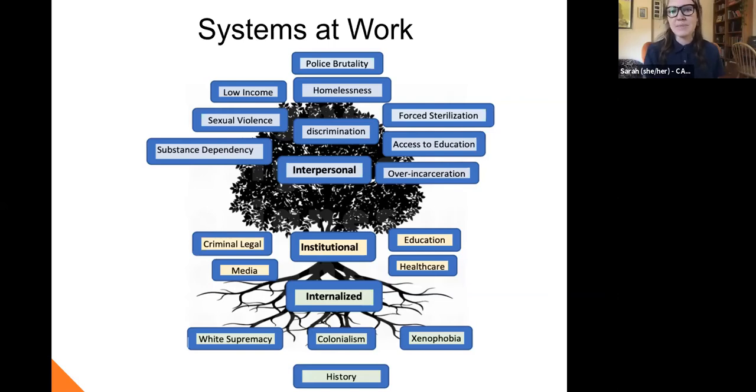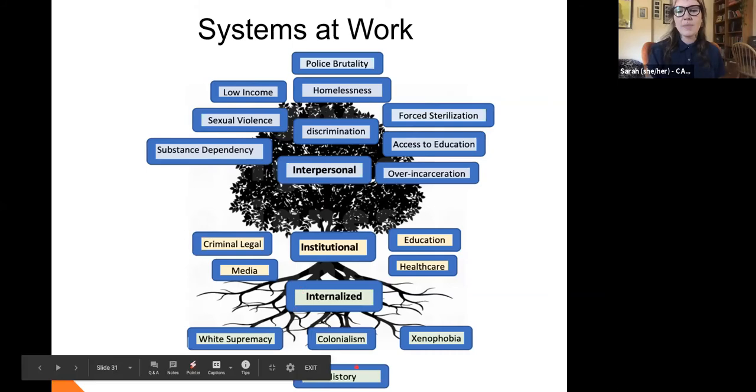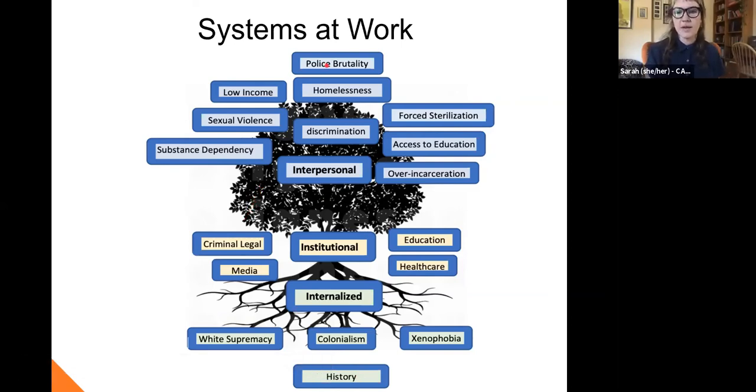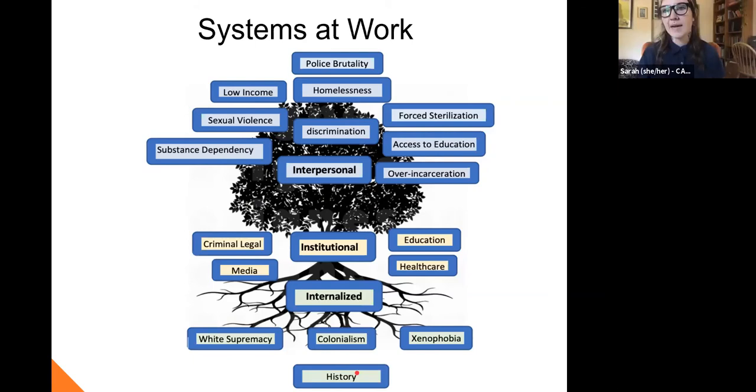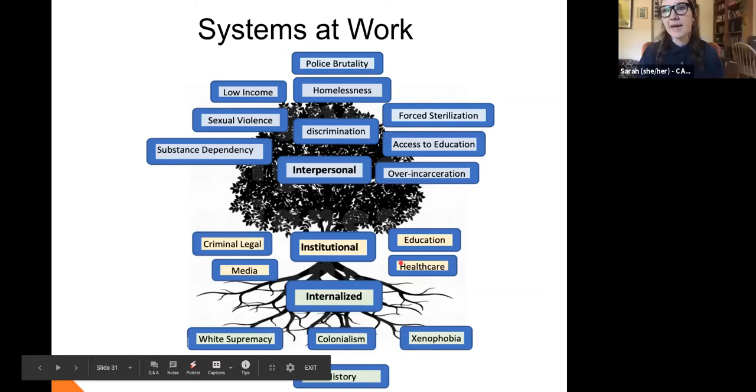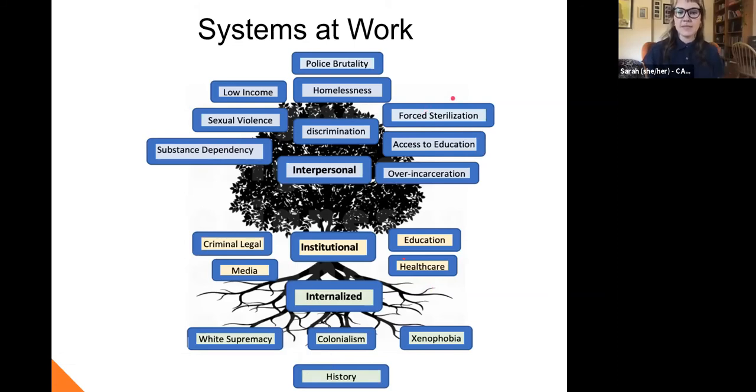There's obviously many examples that we can look at, but we can sort of trace how these things are happening if we look at, for example, the history of policing, where the institution or the vehicle is the criminal legal system, and the result is police brutality or over-incarceration. We can also see from historical context and gender-based violence in general how that impacts the healthcare system, which leads to things like forced sterilization and other things like that, right?